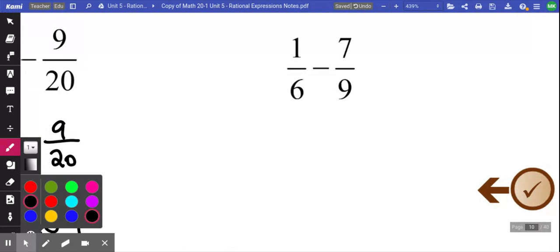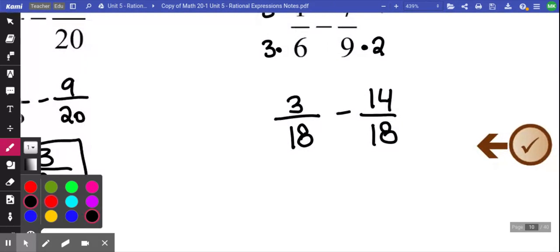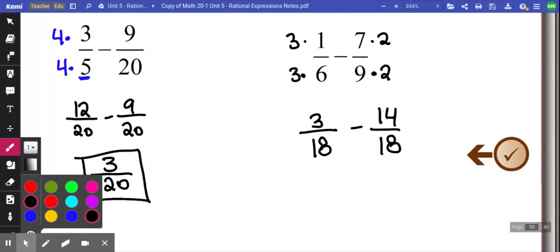This last one over here, the common denominator would be 18. Right? If I multiply 9 by 2, it would be 18. If I multiply 6 by 3, it would be 18. What I do to the bottom, I do to the top. So this becomes 3 over 18 minus 14 over 18. Again, we think of this as 18ths. So we have 3 18ths minus 14 18ths. I would have negative 11 18ths.